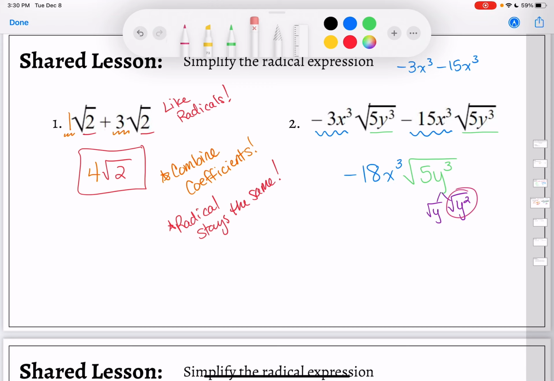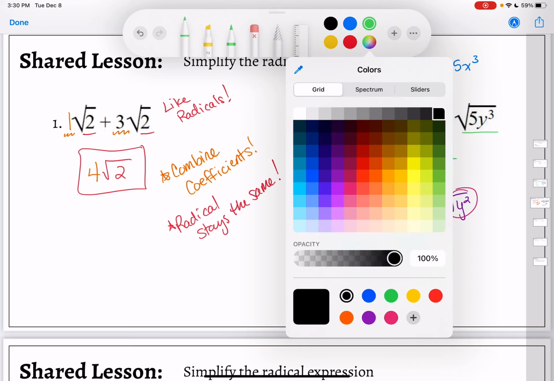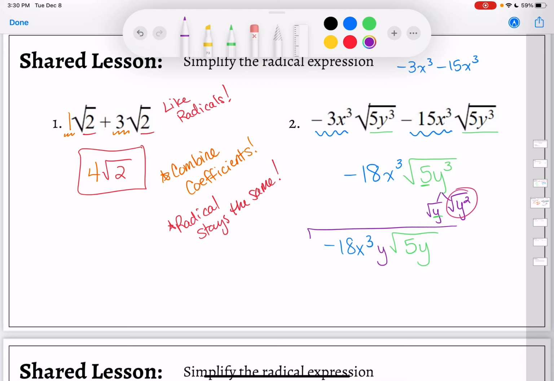So I have my negative 18x to the third that's already out there. And now I'm going to add to it. Square root of y squared is just y. So that needs to come out to the outside as well. And on the inside I have a 5. That's staying put. And the y is staying put. So I have negative 18x to the third y, radical 5y. That's my final answer. So make sure that you're always simplifying. Even after you are adding or subtracting, we still need to simplify today. So we're kind of doing an extra step and then finishing with what we did yesterday.